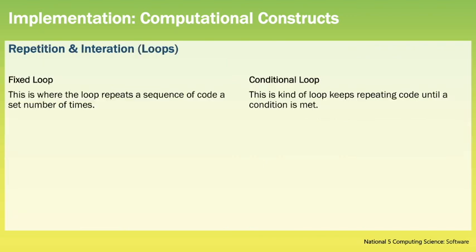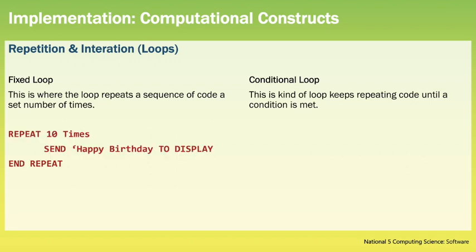Our programs will also include repetition and iteration, or loops. And there are 2 different kinds of loops: fixed loops and conditional loops. A fixed loop is where the loop will always repeat a set number of times. So the example on screen will always repeat 10 times and it will display the message happy birthday 10 times.